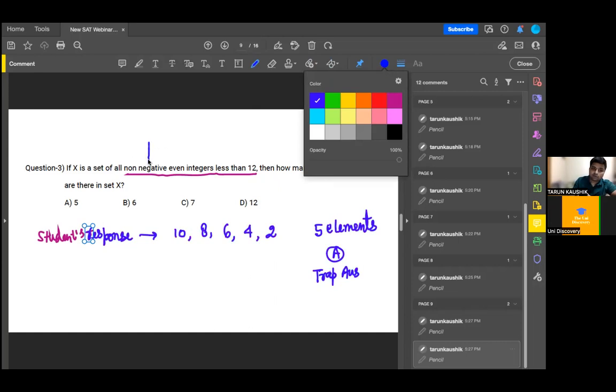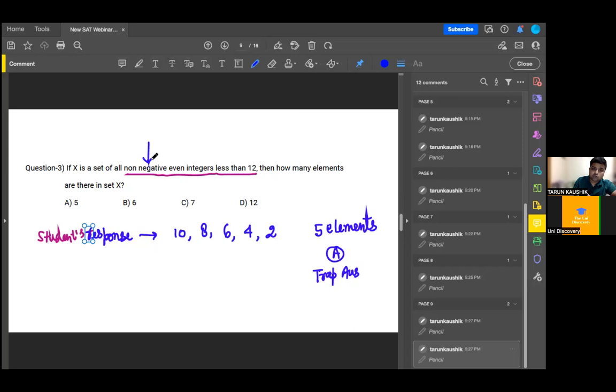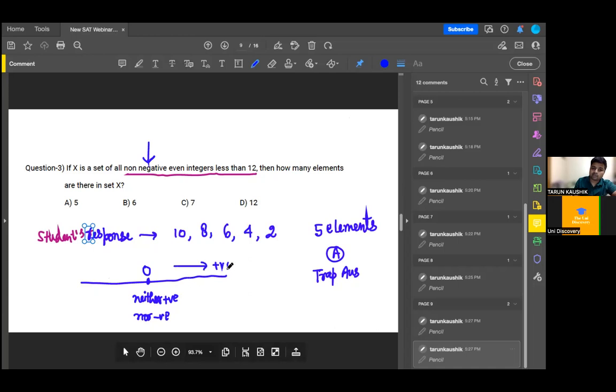If I focus on the word non-negative, everybody is aware of the number line. So let's see. This is my number line, at the center of which we have 0. And I know that 0 is neither positive nor negative. After 0, on the right hand side, things are positive. Before 0, on the left hand side, things are negative. But at 0, things are neither positive nor negative.